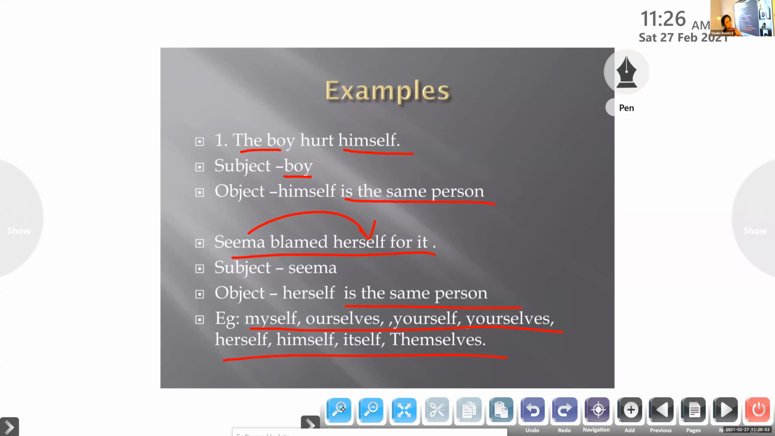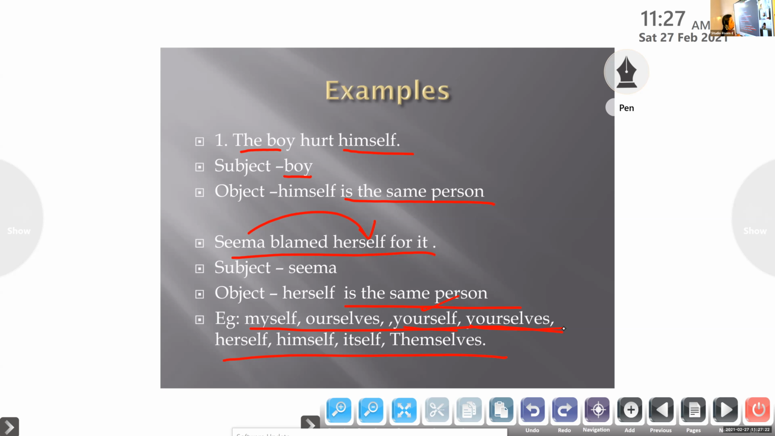For I, it is myself. For it, it is itself. For he, it is himself. For she, it is herself. For we, it is ourselves. For they, themselves. For you, it is yourself or yourselves, because you is considered singular as well as plural. If it is singular, we use yourself. If it is plural, we use yourselves.